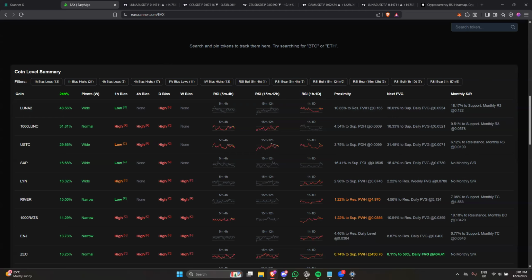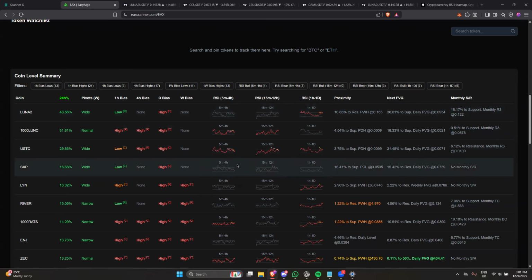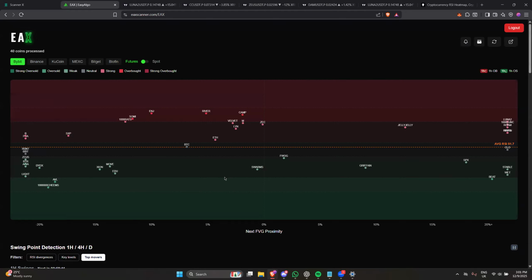Okay, and then of course you've got your divergences. They fall through on the different time frames. These again are very useful. So that is a nutshell. I won't go further into detail.